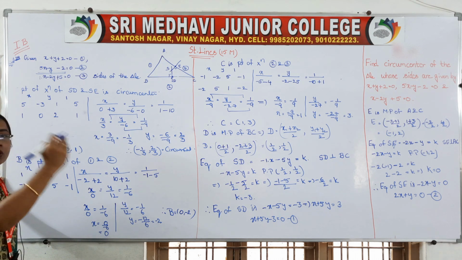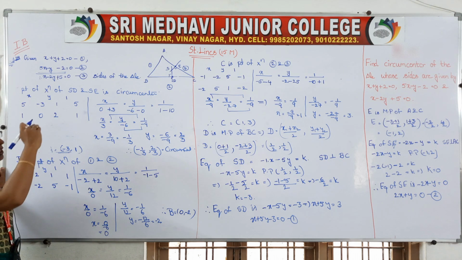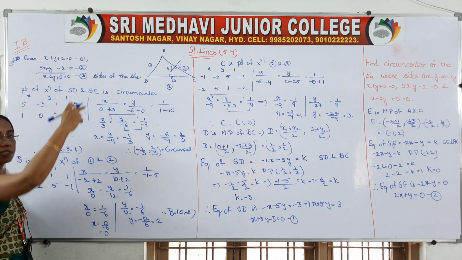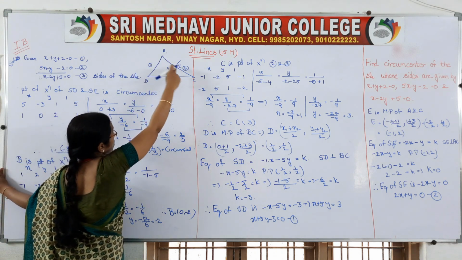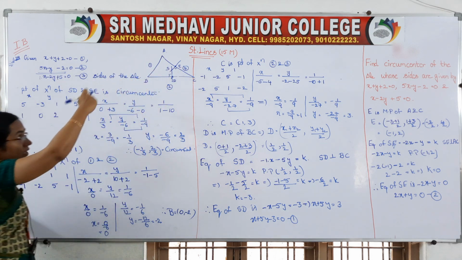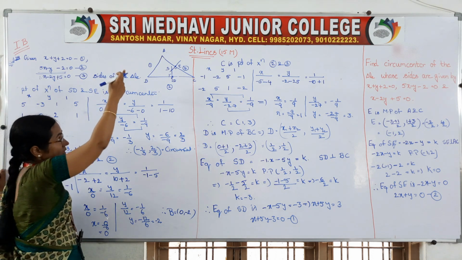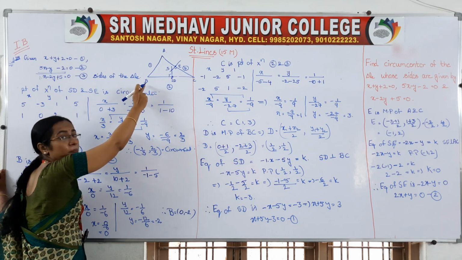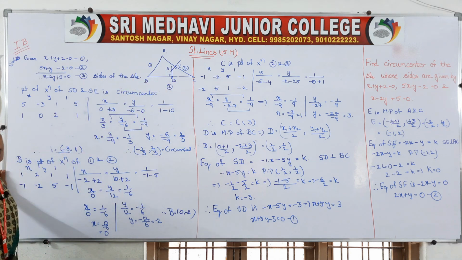In the previous class we found the circumcenter when vertices were given to us. Today we solved for the circumcenter of the triangle when sides are given to us. So what is the procedure? First you find all three vertices A, B, C. A is the point of intersection of lines 1 and 3. If we take the point of intersection of AB and AC, you will get point A. If you take the intersection of AB and BC, you will get point B. If you take the intersection of BC and AC, you will get point C.